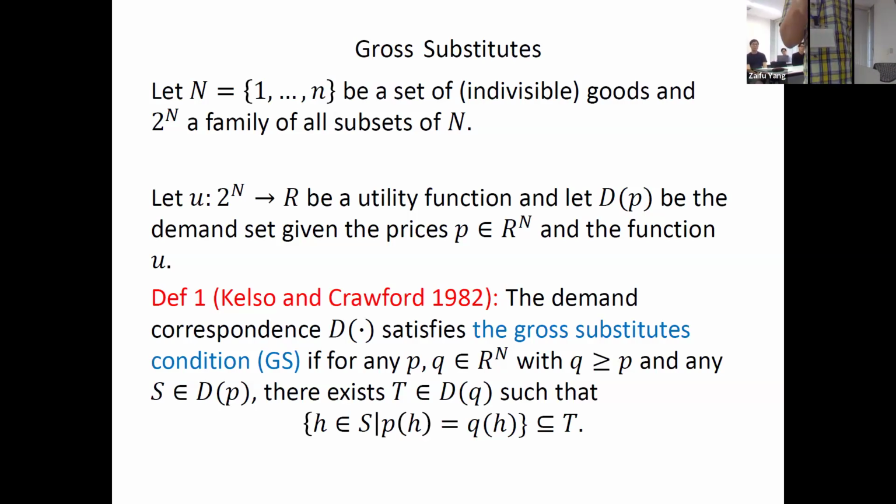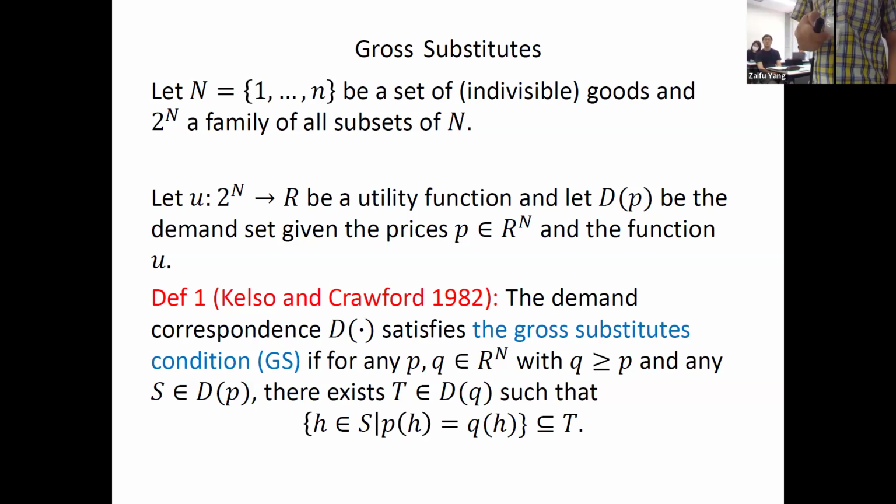So you see we have n indivisible items. Then we have a utility function. We have a demand set. Kelso-Crawford define gross substitution in such a way.